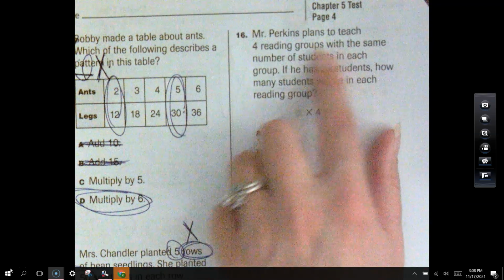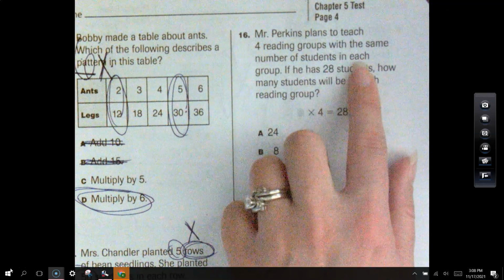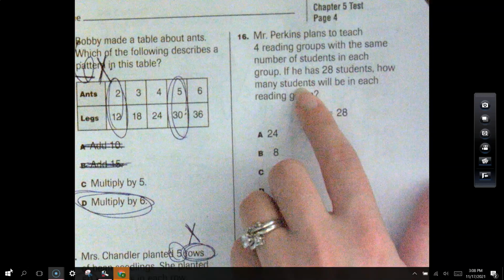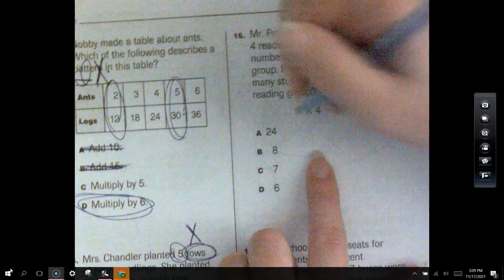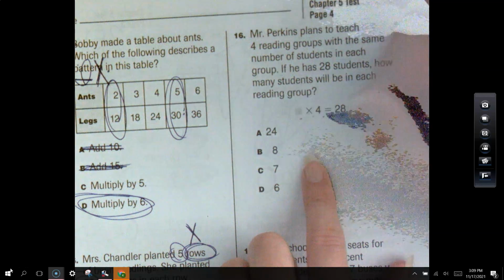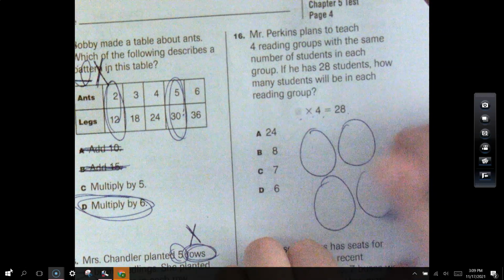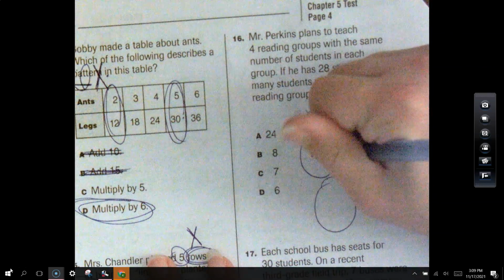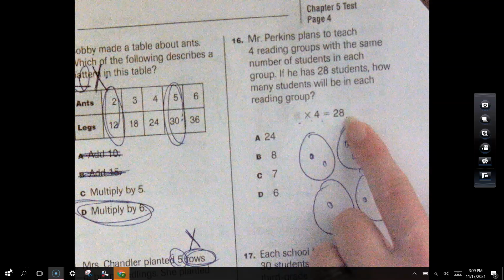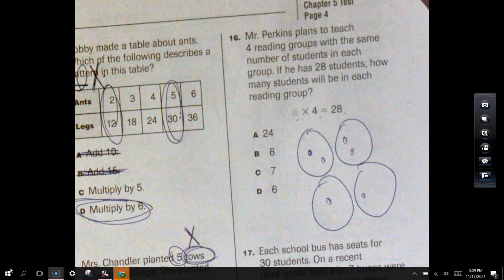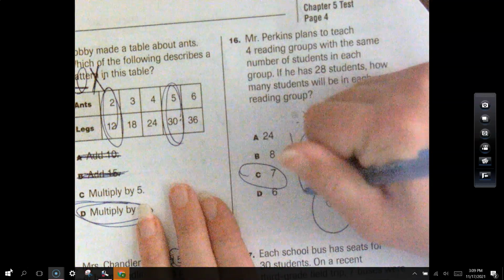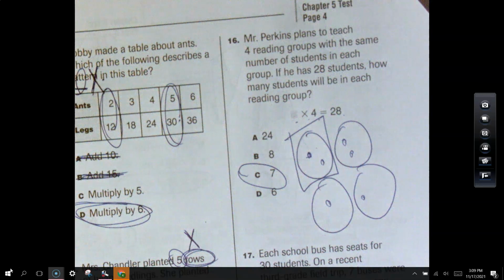All right, let's look at number 16. Mr. Perkins plans to teach 4 reading groups with the same number of students in each group. He has 28 students. How many students will be in each reading group? Well, we can use this. What times 4 is 28? Well, if you do not know, you will need to draw 4 groups. And you will need to separate out 28. 1, 2, 3, 4, 5, 6. Keep doing that until you get to 28. Pause the video now and tell me what you got. You should have had 7 in each of these groups. So the answer is 7.